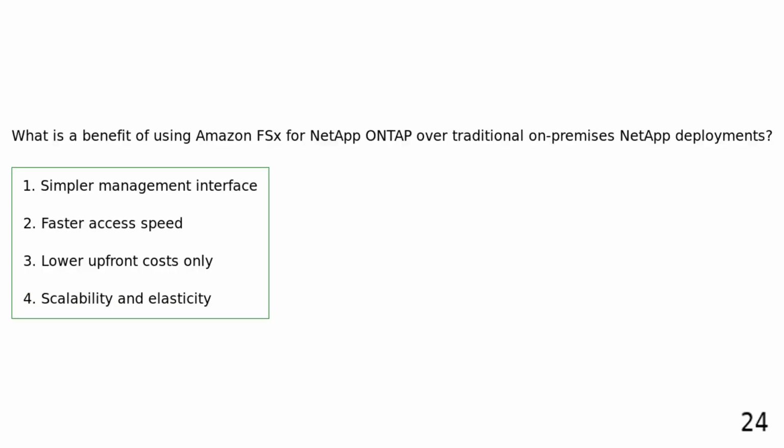What is a benefit of using Amazon FSx for NetApp ONTAP over traditional on-premises NetApp deployments? Simpler management interface. Faster access speed. Lower upfront costs only. Scalability and elasticity. Amazon FSx for NetApp ONTAP offers scalability and elasticity, which are key benefits over traditional on-premises deployments.